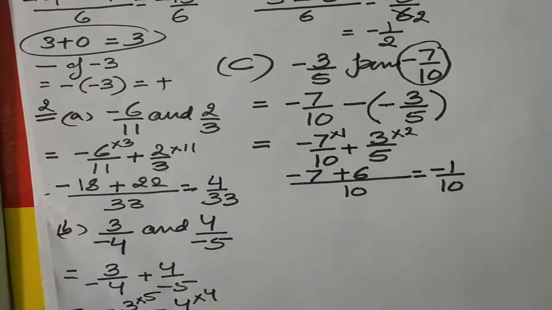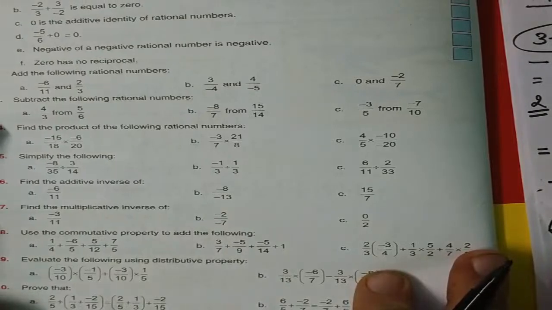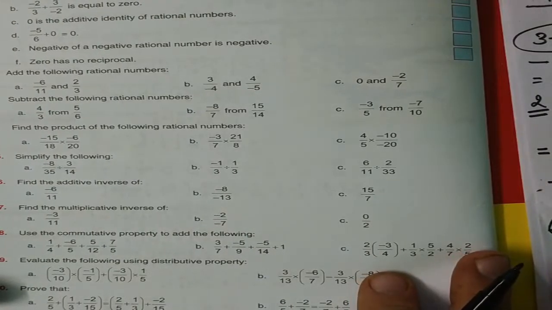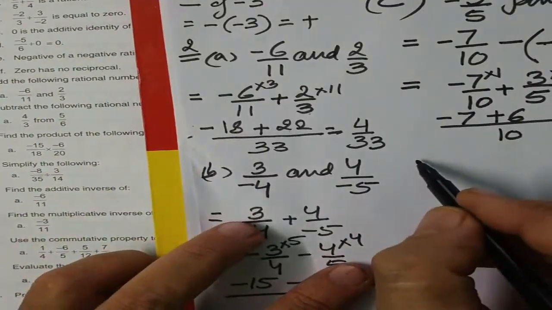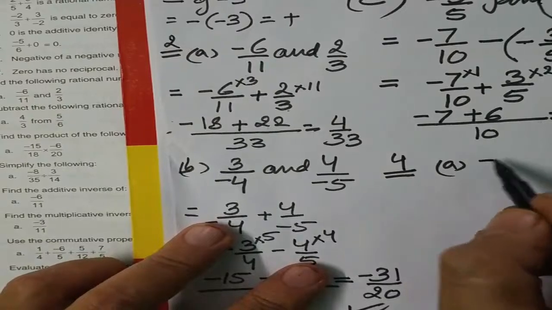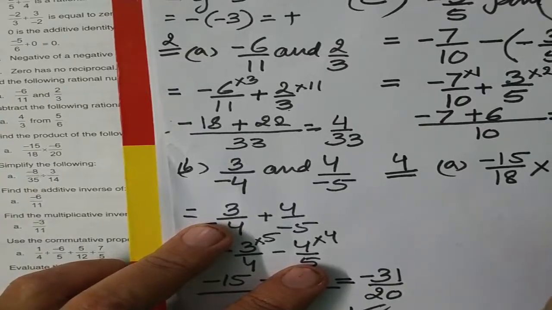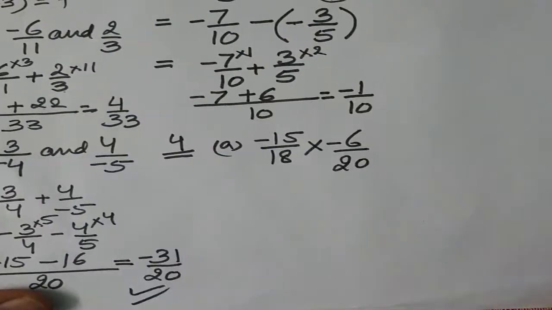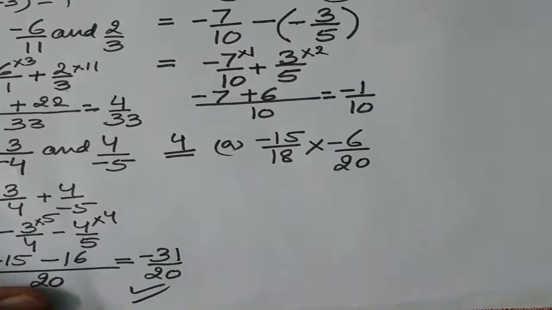So very important beginning of the exercise. This is for subtraction. After this it is written find the product. Question number 3 is subtract. Question number 4 is find the product of the following numbers. You have to simplify by multiplying the numbers. So if you take question number 4, A part, it is written minus 15 upon 18 multiplied by minus 6 upon 20. Multiply this: 4A, it is given minus 15 upon 18 multiplied by minus 6 upon 20.